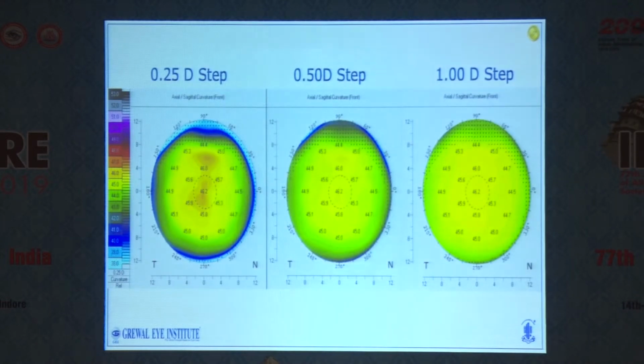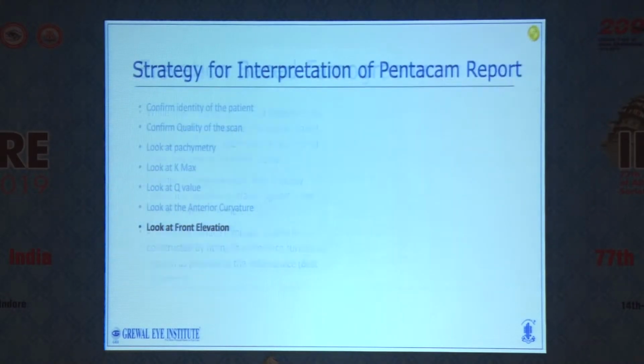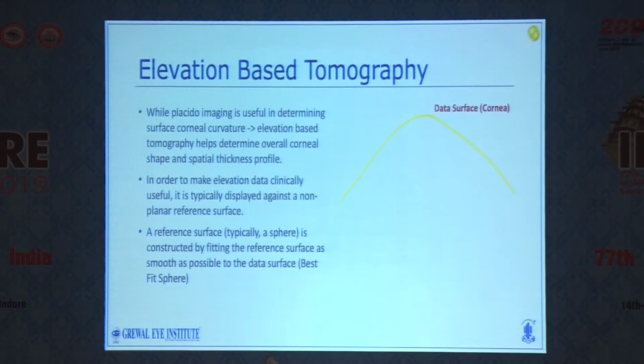It is important to choose the correct settings for displaying the colors in the curvature map. A 0.25 diopter step can lead to a lot of noise, while a 1 diopter step leads to a washout of all the details. A half diopter step has been suggested as the ideal value that represents all the information we need. Next, we look at elevation-based tomography.